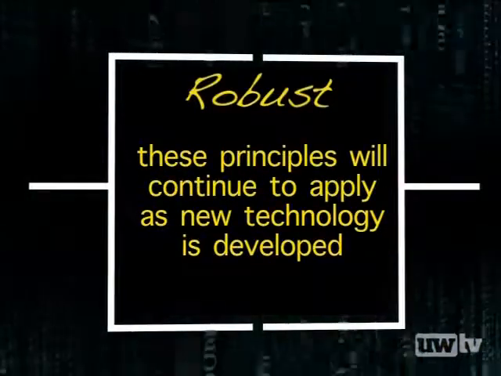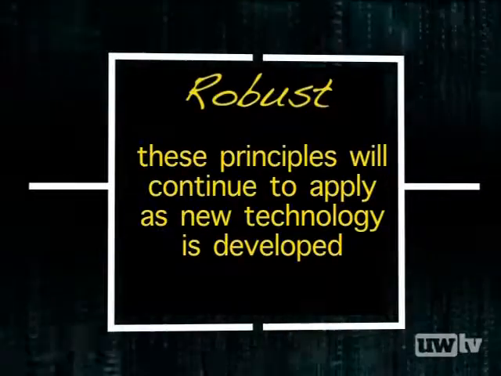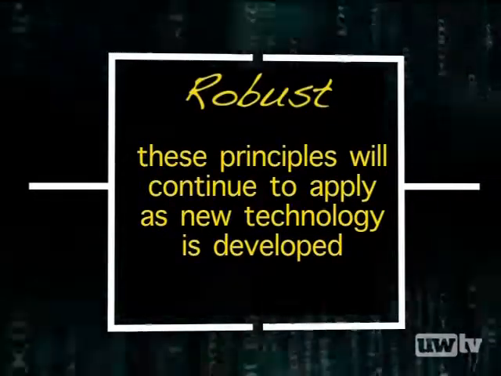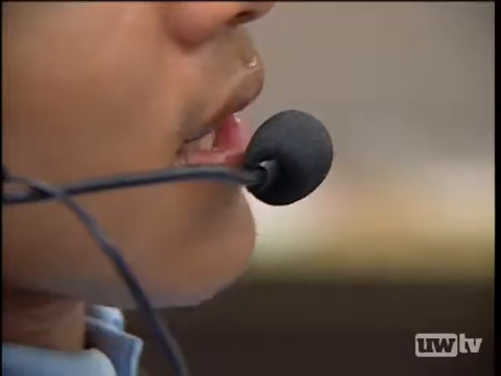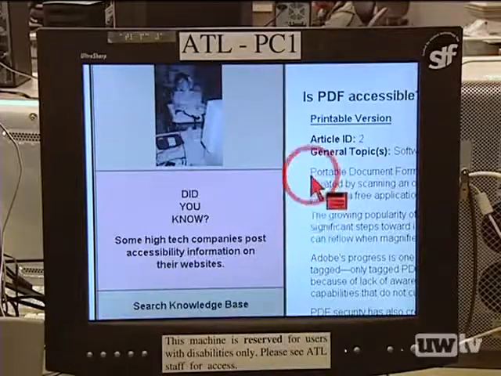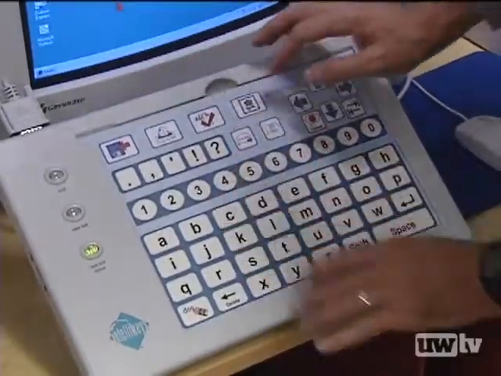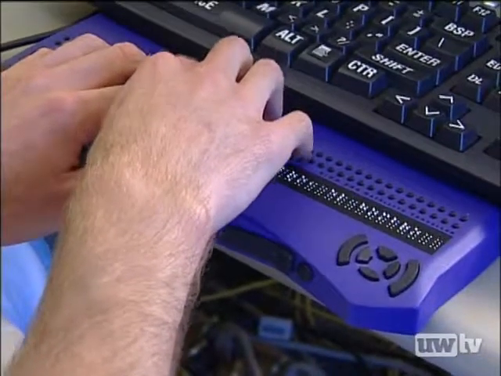Robust means that these principles will continue to apply as new technology is developed. Robust is that the website and the technologies used in the website are going to work well with assistive technologies. And it's also looking forward to when new browsers and new devices come out, that it'll continue to work.